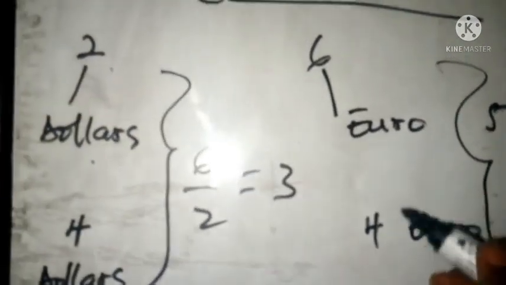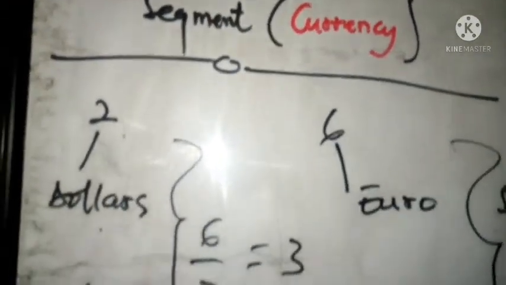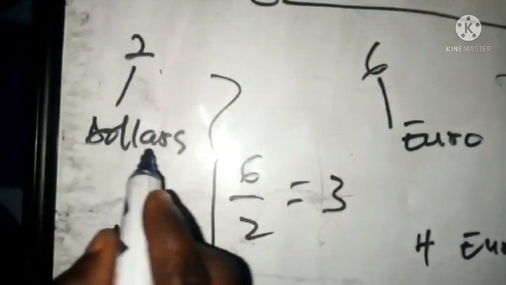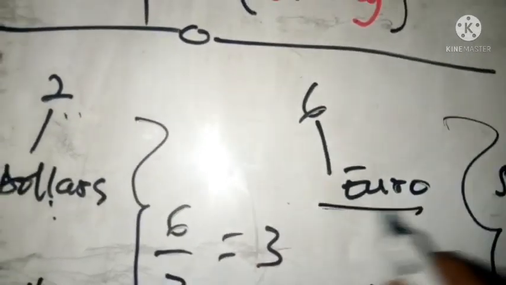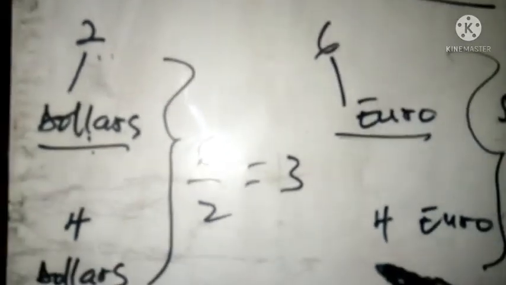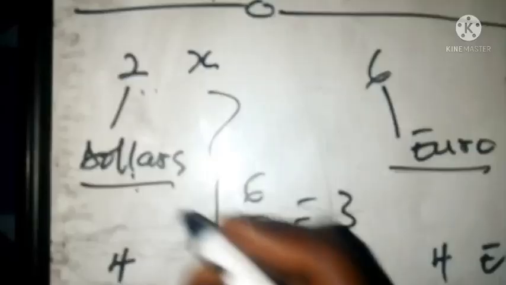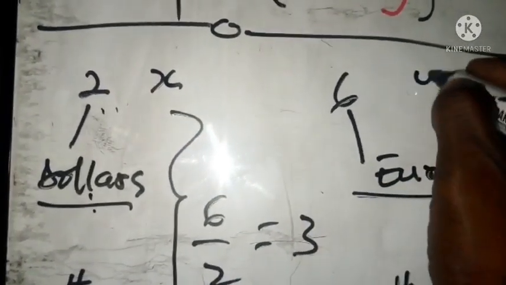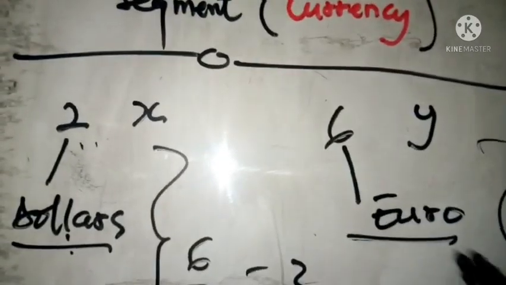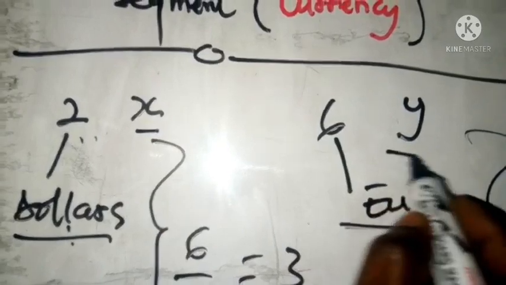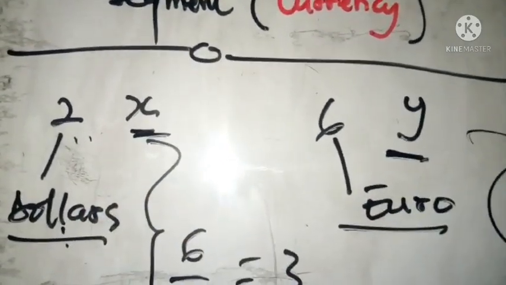So how can we relate this thing to the midpoint of what? A line segment. A line segment is just a straight line, right? So as I said earlier, you cannot find the midpoint of these $2 here as well as the €6. The reason is that there's a difference in the currency, right? Now let's assume this dollar here is X, right? And then this euro here is Y, right? The reason for the variable is that you have so many currencies in the world. If you want to find the midpoint of these two guys, X and Y, we cannot do that because they are from different currencies, right?